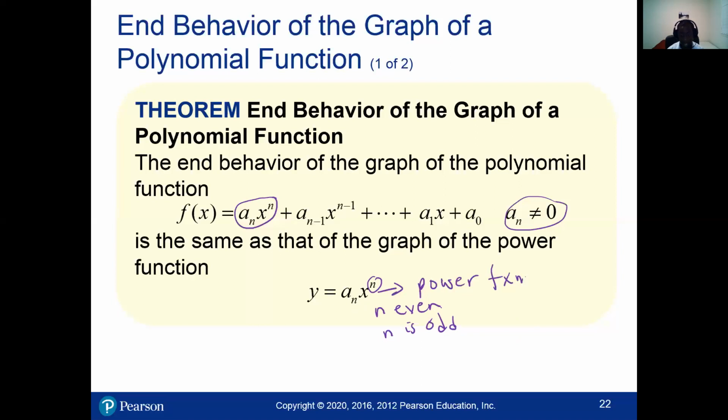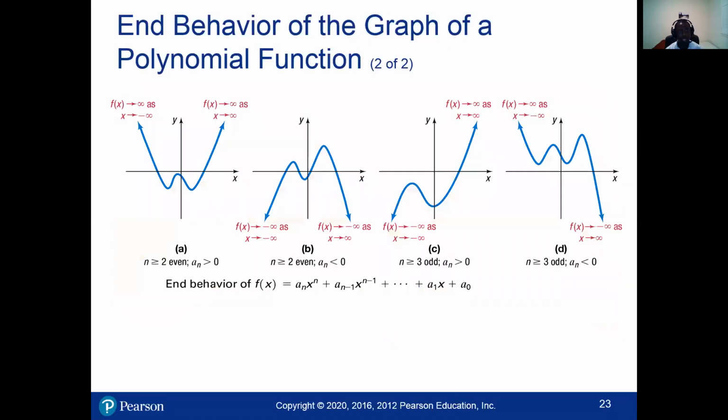possible end behaviors of the graphs of a polynomial function. Okay, so if you look at the first graph here, which is graph A, this is for when n is even, and it depends on a_n. If a_n is positive, just like a quadratic function, it opens upwards if a is positive. So the same way, this graph will behave this way.